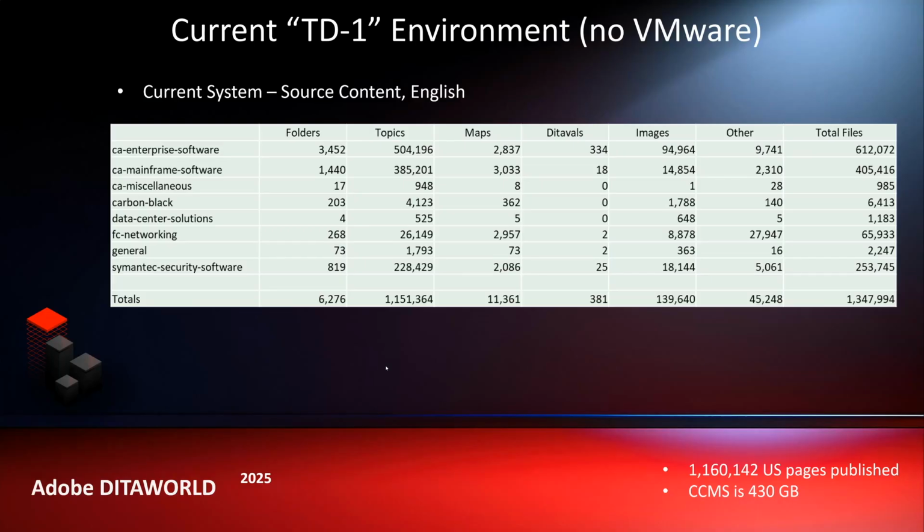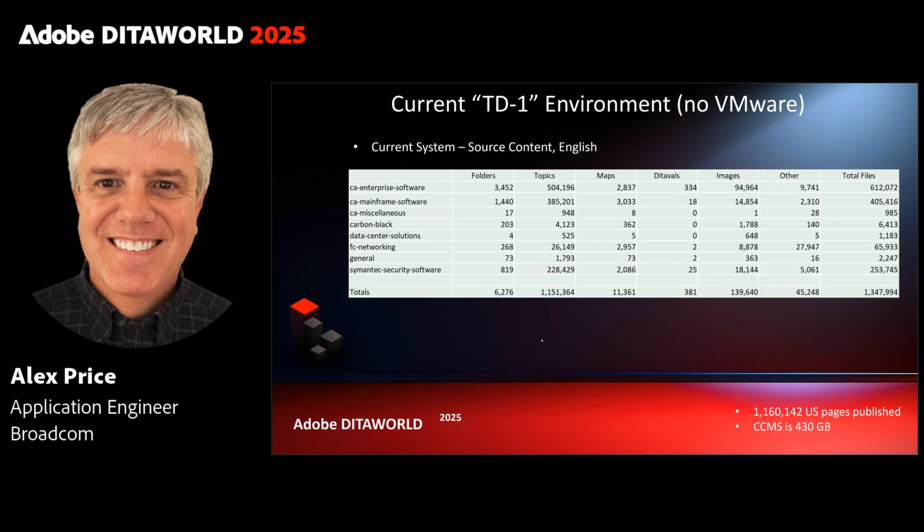But you can see there are total miscellaneous topic and map and DITA count, and I guess images are in there too. But we've got basically a 1-to-1 ratio on TD1 between pages, DITA topics, and pages generated. It's not quite that bad. As I said earlier, some of the product groups have done an outstanding job in cleaning up their content, using baselines and using the system as it's designed. Other product groups, less so. But that's where we were at with our TD1 environment right now.